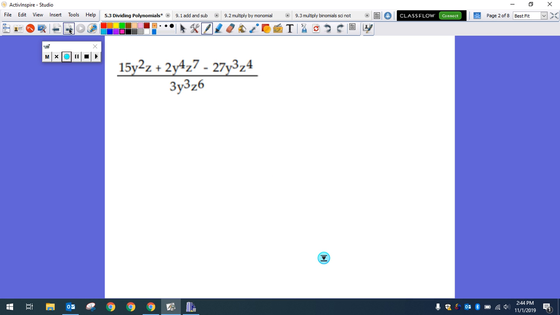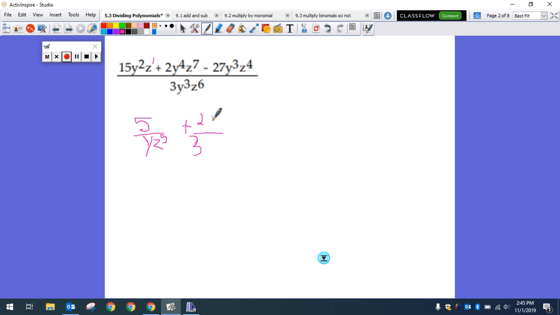All right. What if you have y's and z's? Well, same thing, divide. 15 divided by 3 is 5. Subtract your y's, and you get a negative 1. So that means that y is going to go on the bottom, because to fix the negative, you move it to the bottom. Same thing with your z's. When you subtract your z's, you get negative 5. So that's also going to go on the bottom. Okay? Plus, 2 divided by 3 won't reduce, so I'm just going to put 2/3.